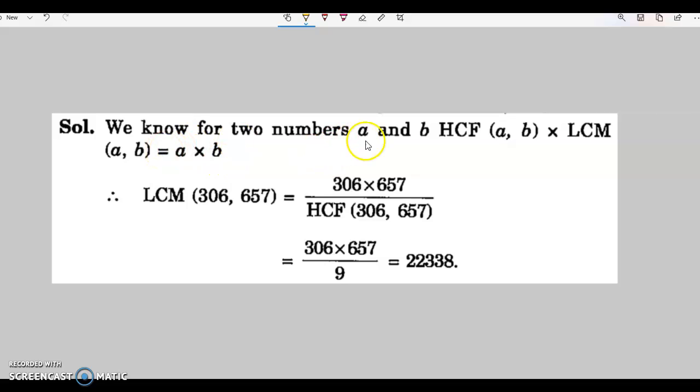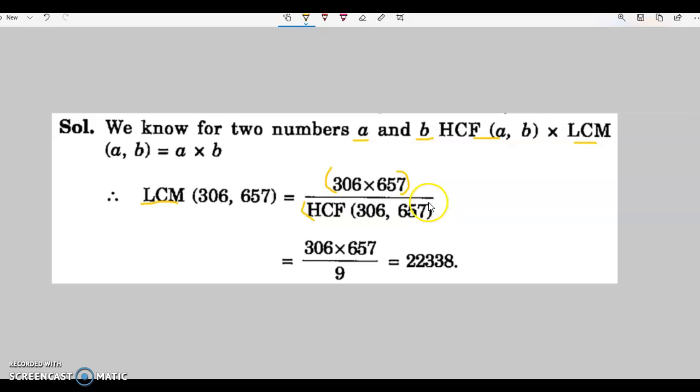As you know, the product of any two numbers, say A and B, is always equal to the product of their HCF and LCM. In a similar manner, we are going to solve this problem. They have given us the HCF and the numbers and are asking us to calculate the LCM. So LCM is equal to the product of the two numbers divided by HCF.